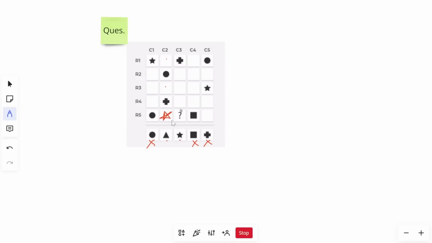C2 column is this one. Now if star itself is coming here, then the possibility of star coming in the place of the question mark is also eliminated. So now we are only left with one symbol, which is triangle. So the correct answer for this question is going to be triangle. Triangle will come in the place of the question mark. Hope you have understood the logic. Make sure you ask any doubts you have in the comment section.